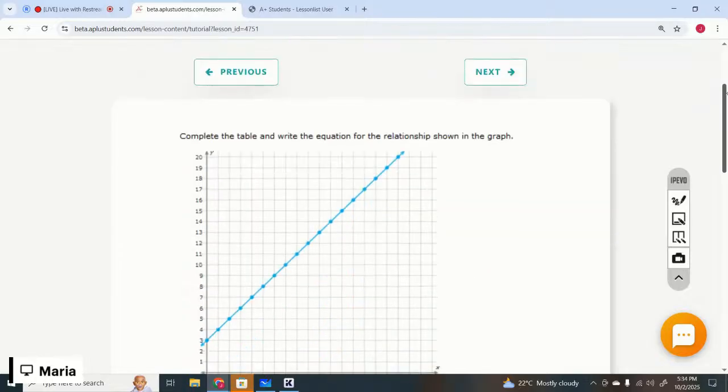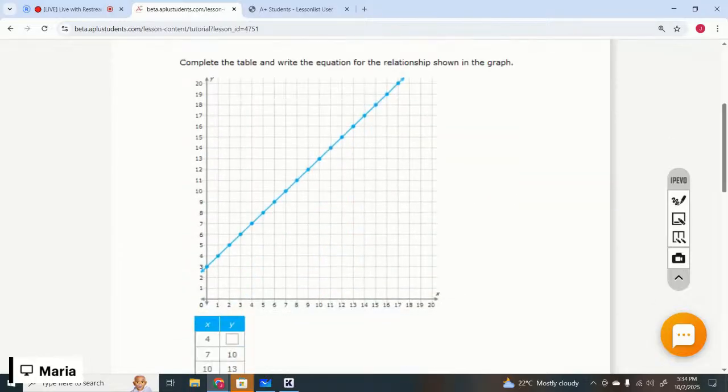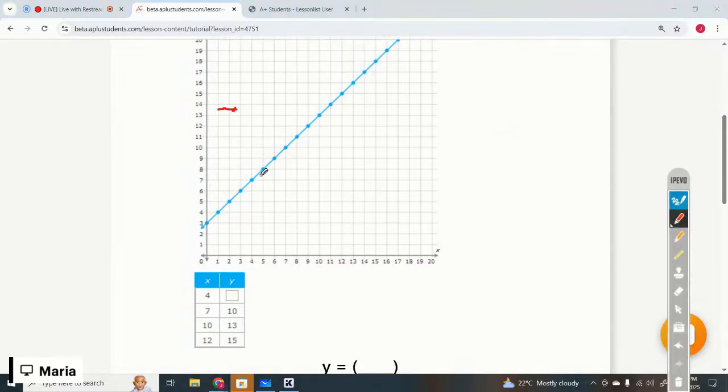Complete the table and write the equation for the relationship shown in the graph. So first thing we need to do is complete the table and then write down the equation. Let's just complete the table. X is 4, we need to find the value of y. Here x equals 4, y equals 7, right? Now we need to write down the equation.